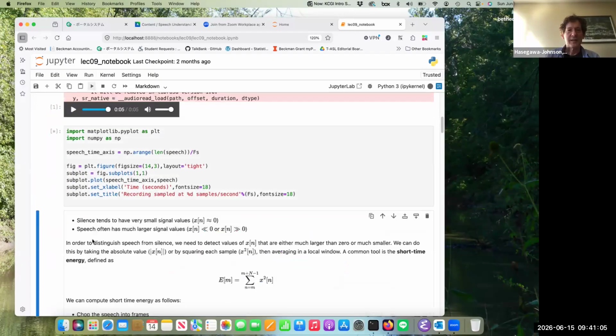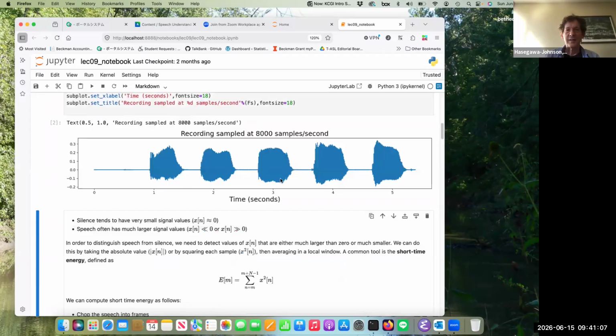If we plot it, it looks like this. Here's the A, E, U, A, O. And you notice that speech is much louder than the background noise. The background noise is almost silent, not quite. You can see little bumps and different kinds of noises in the background. Here's another little bump, but there's not very much. Those background noises are usually much, much quieter than the speech.